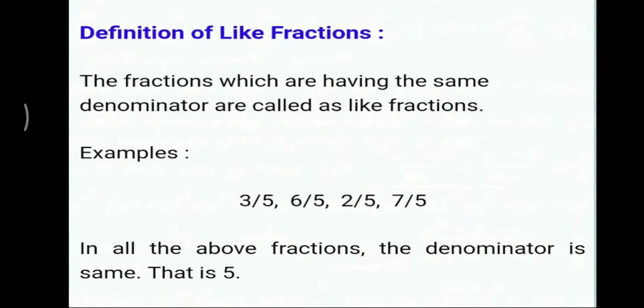Like fractions are fractions which have the same denominator. They are called like fractions. For example, here 4 fractions are given: 3/5, 6/5, 2/5, 7/5. In these fractions the denominator is the same, that is 5. That is why they are called like fractions.